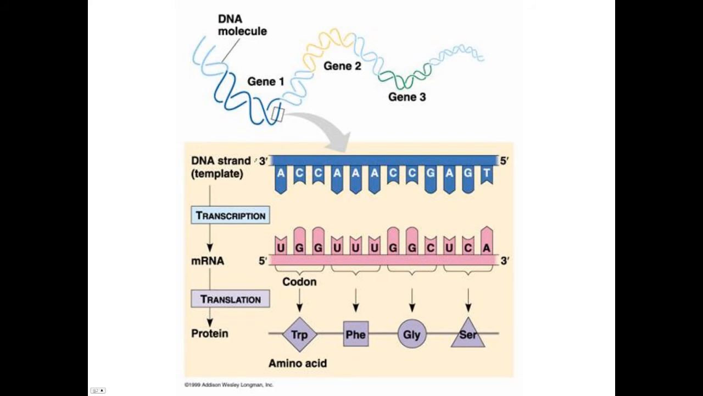One more time. This is DNA. It's just showing one strand to simplify it. Transcription is making messenger RNA, and then each code or codon is going to signal a certain amino acid, which is going to make protein. This process is called translation. I'm translating the code.